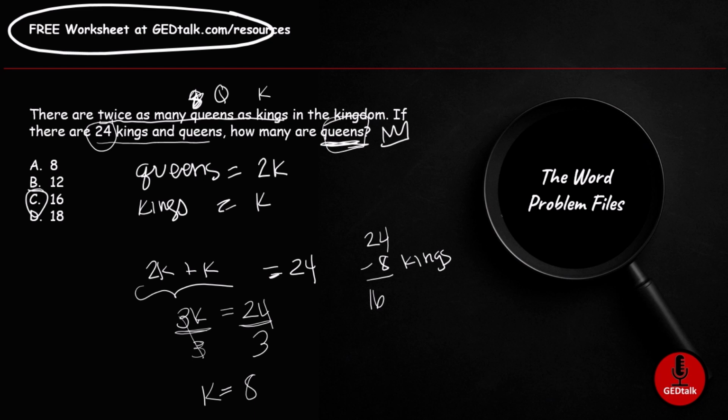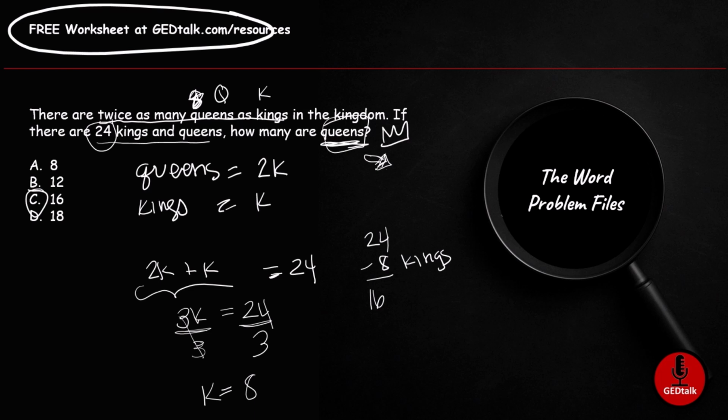So if you're looking at this problem and you're like, wait, I was always told that the variable should be what I'm looking for, that answer that I'm looking for, in which case we're asked about how many are queens. So you're thinking, okay, well, our variable should be queens, and everything should be in relation to the queens, not the kings.